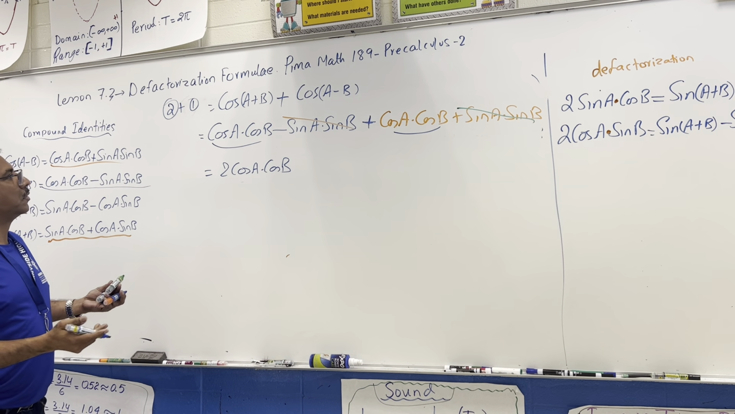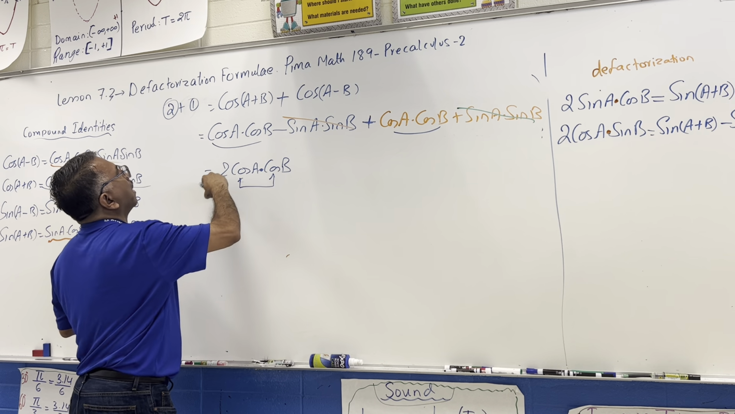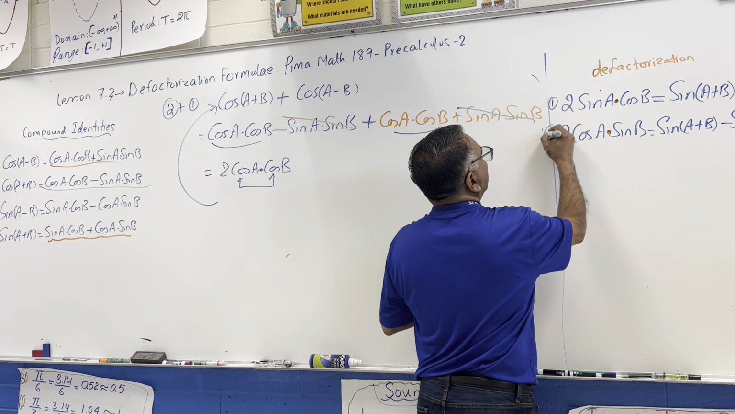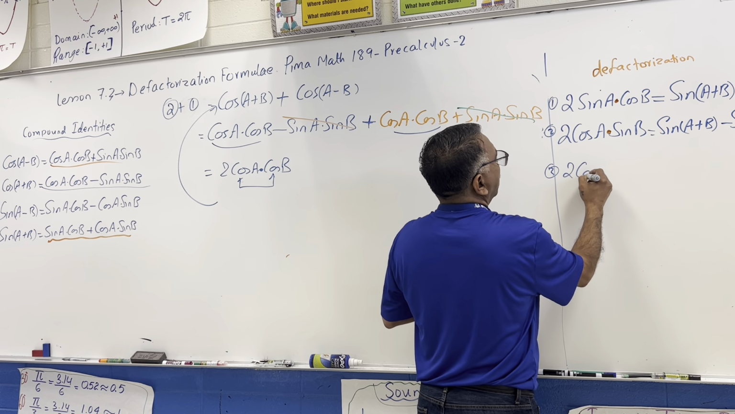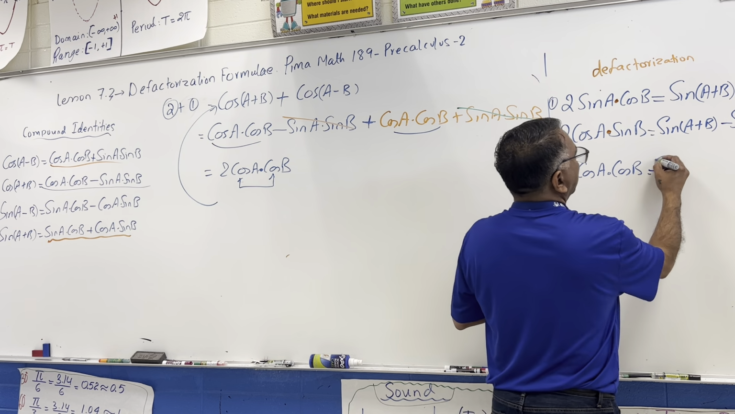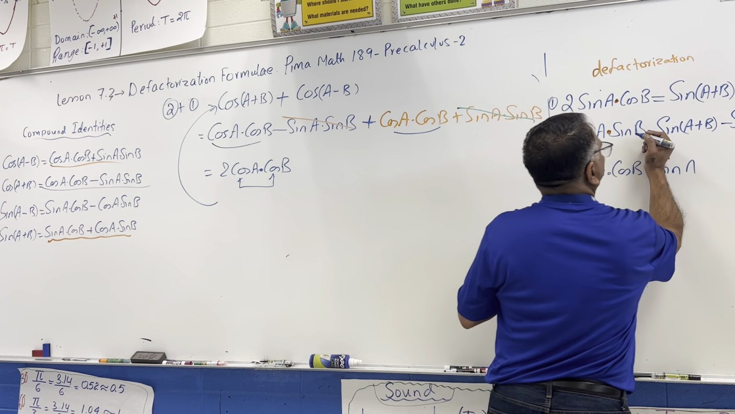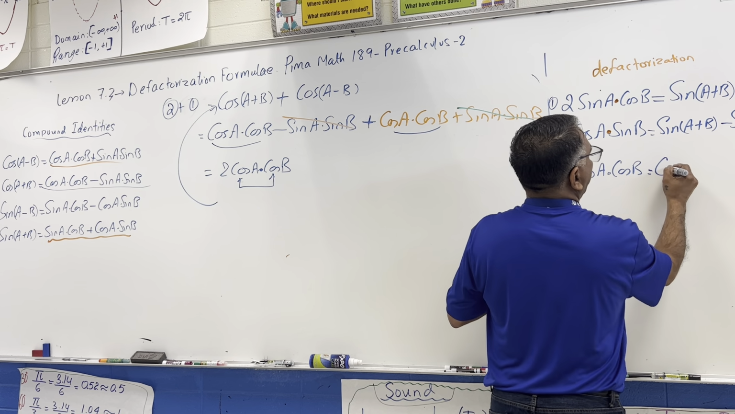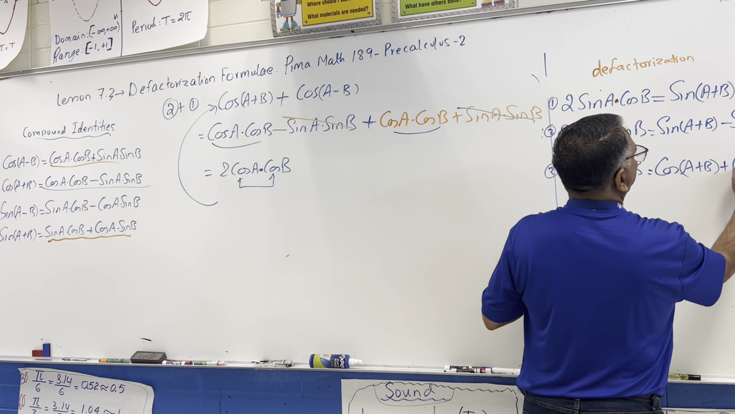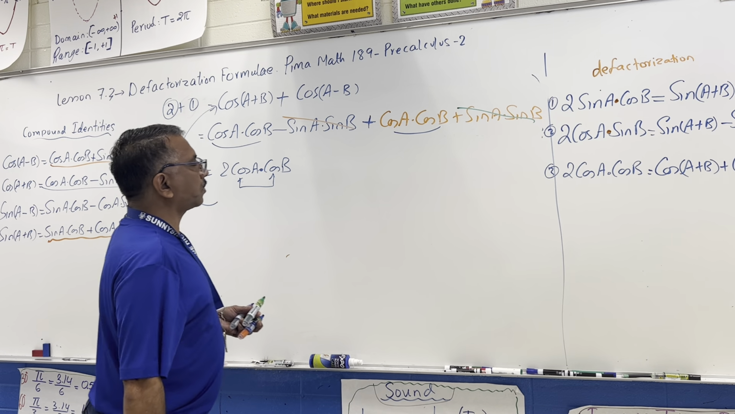Okay? So that means if you have a product of cosine and cosine, you can go back and write this. So that's the third formula. So this is 1, 2, and this is this one. If you have a product of cosine, then you can write cosine of A plus B, and then plus cosine of A minus B.